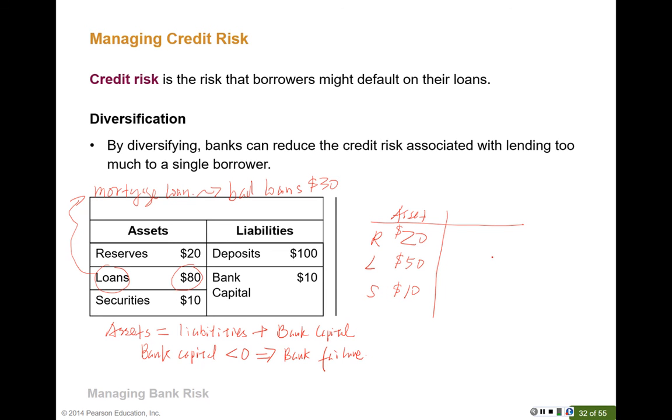So after the decline of the loan value on the asset side, what happened to the liability side and the equity side? What happened to the deposit? What happened to the bank capital? But remember, to study this, we have to look at the balance sheet as a whole. On the asset side, now $20 reserve plus $50 loans plus $10 security. So the value of the assets together is $80.